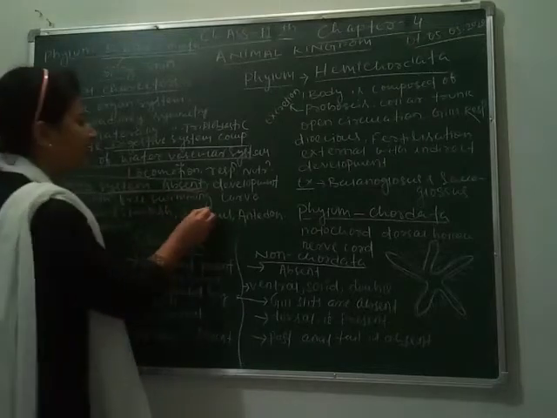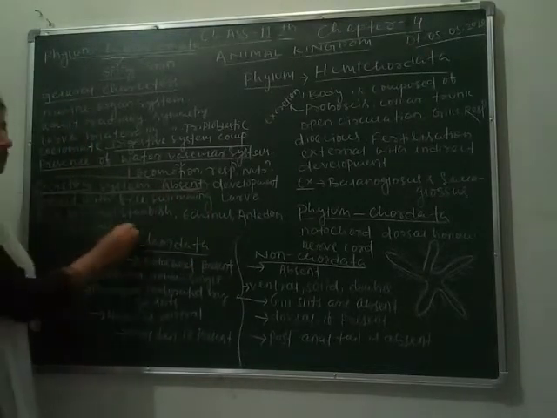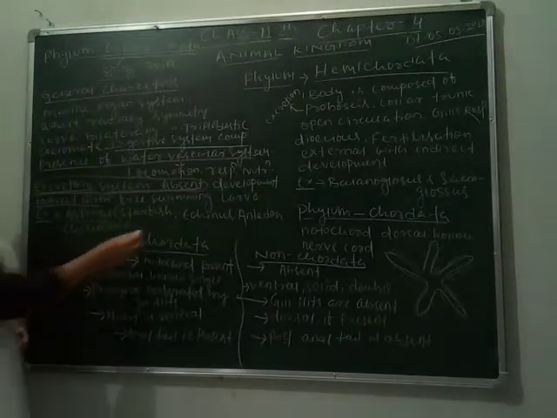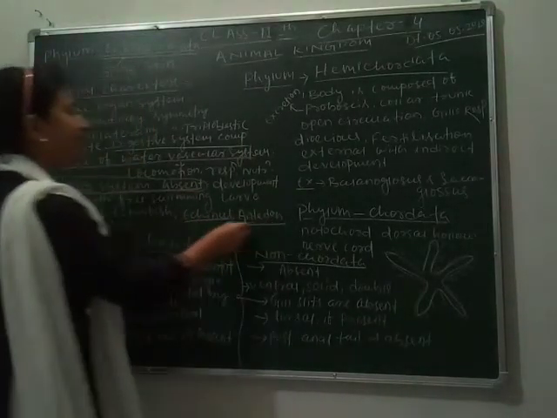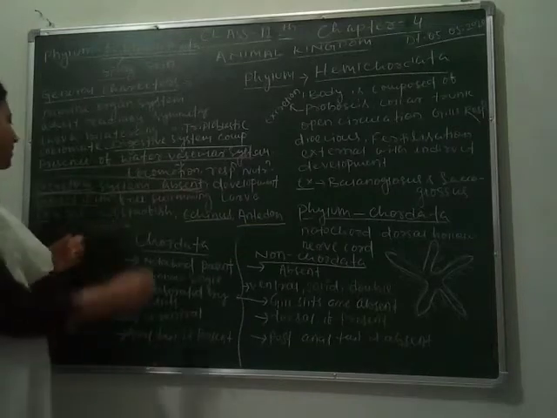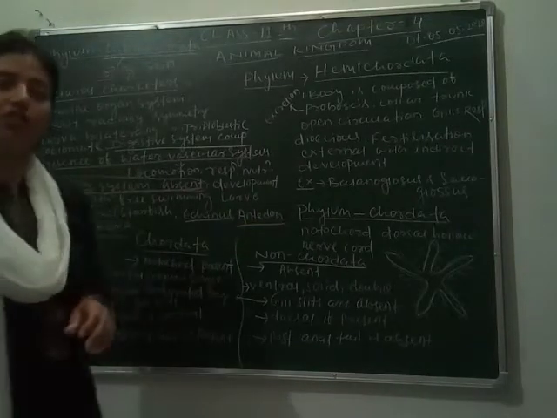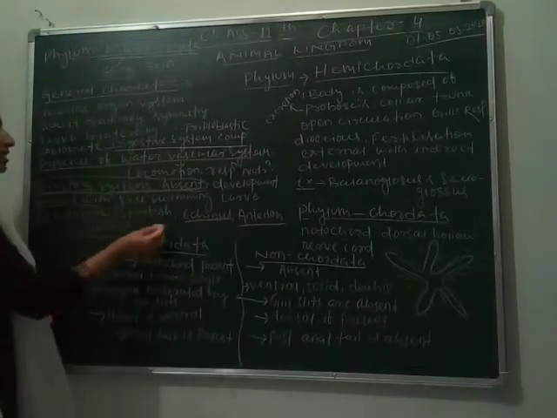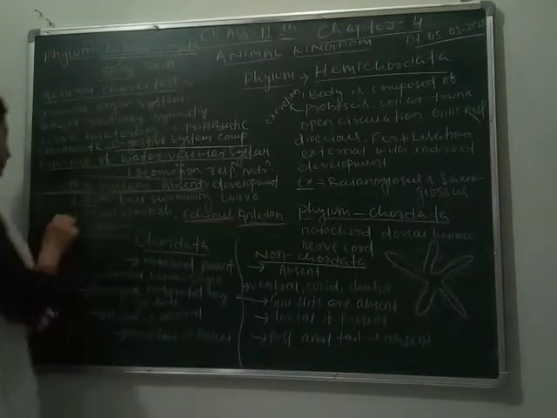And here some examples are Asterias, which is your starfish, I have told you. Then Echinus and Antedon, these are the examples. And Cucumaria, which is also commonly called sea cucumber in English. These are the biological names and you have to remember these names.